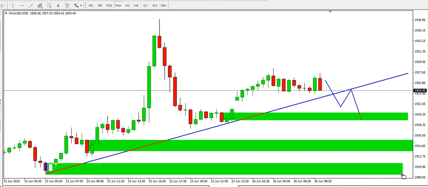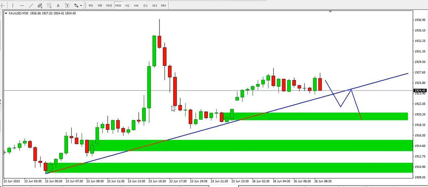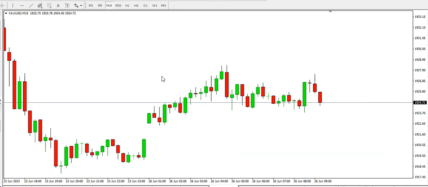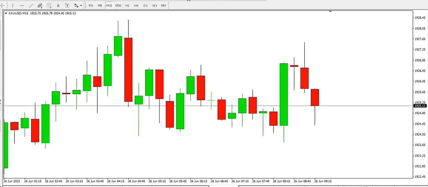All right, that's that for the 30 minutes time frame. But for now, it's bullish. Trend is bullish until we see a drop below this descending trend line. On the 15 minutes time frame, what we are looking at for now is the formation of a double top.